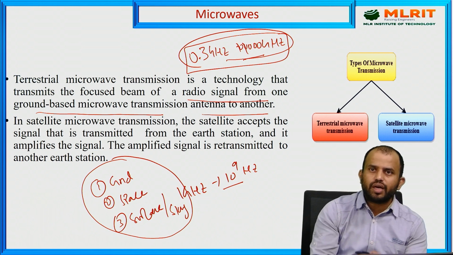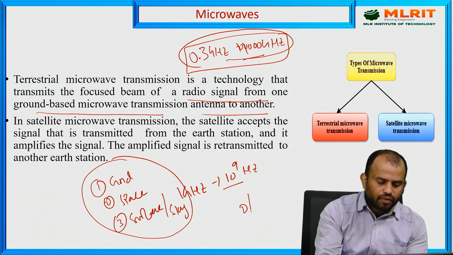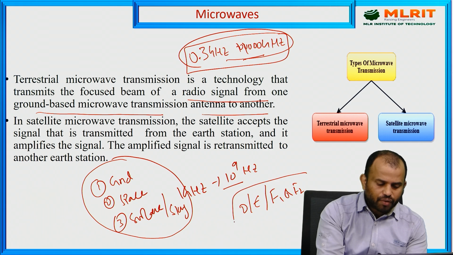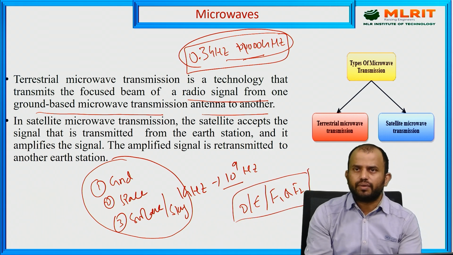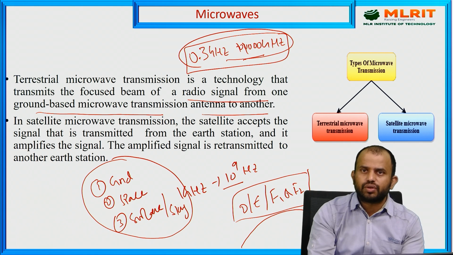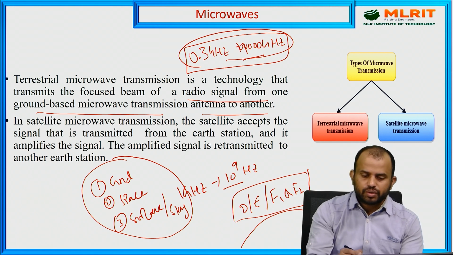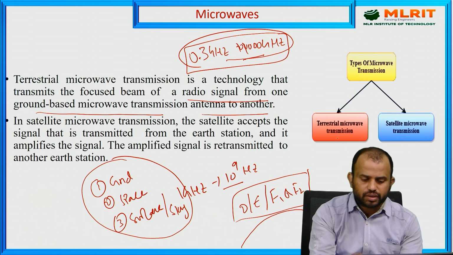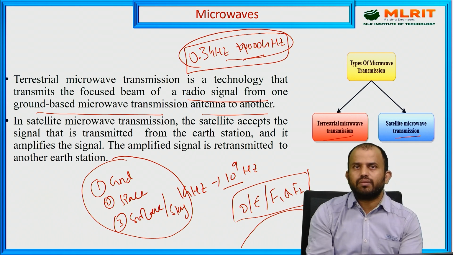In the air, a number of layers are present: the D layer, the E layer, and the F1 and F2 layers. So these microwaves enter all the layers and reach the receiver. In microwaves, there are two types of transmissions: one is terrestrial microwave transmission and the second one is satellite microwave transmission.